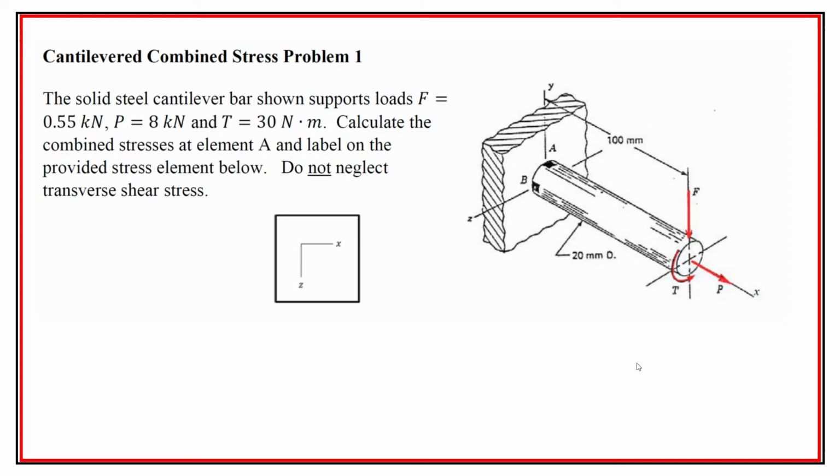Well, a lot of times, B would not have any bending stress because it's on the neutral axis. But A will not have any transverse shear. If you look at the force, it's labeled just F. That F causes transverse shear at B, but it doesn't cause transverse shear at A. So that's really the big difference in this scenario.